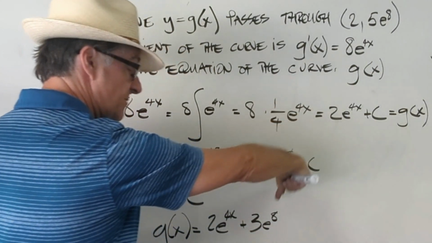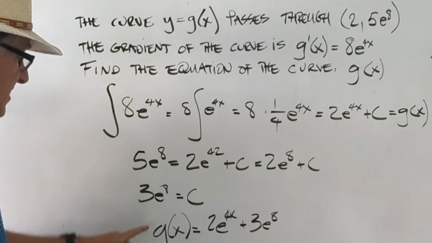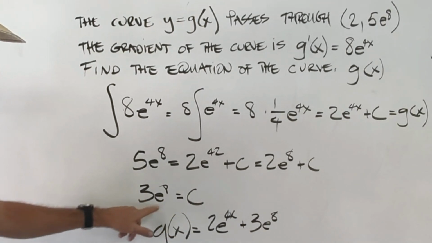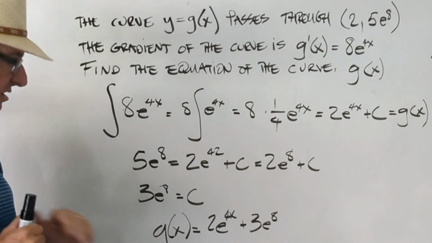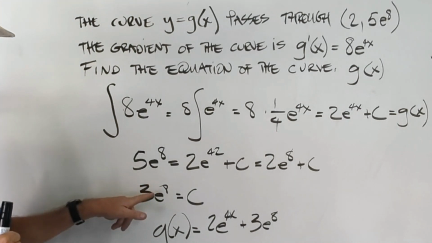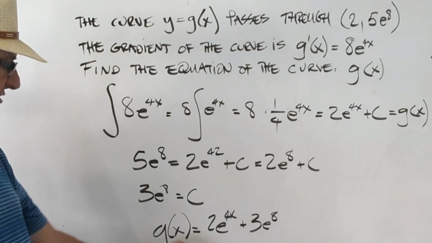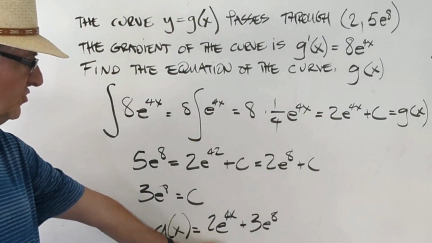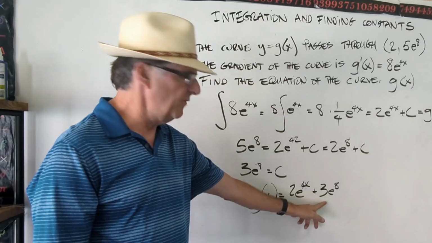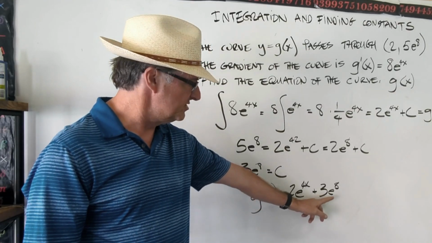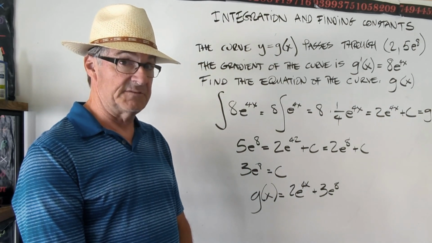I can just subtract my 2e to the 8th from both sides, and I have c is 3e to the 8th. Now, don't get out your calculator and figure out what that number is. Let's just stay right here. So our function g of x is 2e to the 4x plus 3e to the 8th. That's a perfectly good number. We don't need to resolve e for this answer.